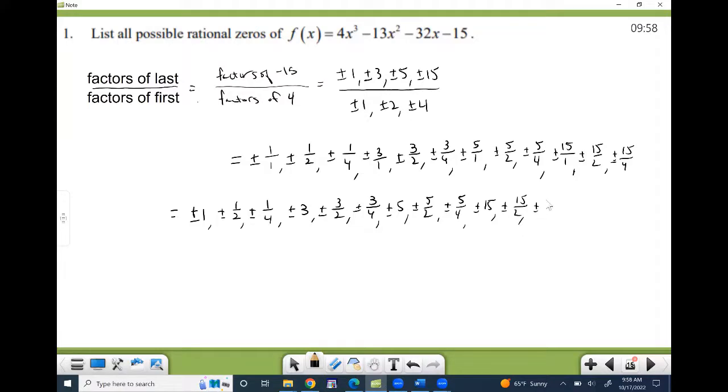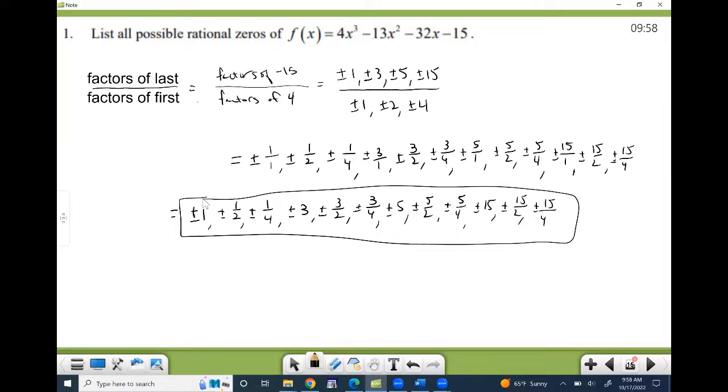And then 15 over 4. So this would be the list of possible rational zeros. Now we're going to figure out which ones actually are the zeros, but these are our possible ones. Okay, so that's the process.